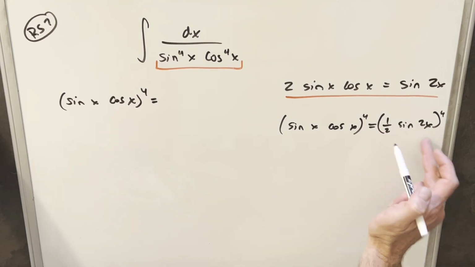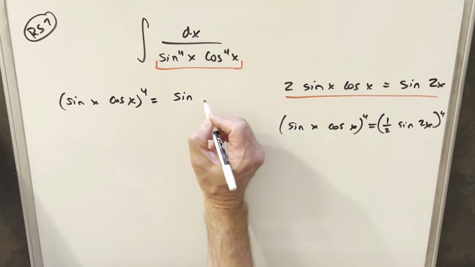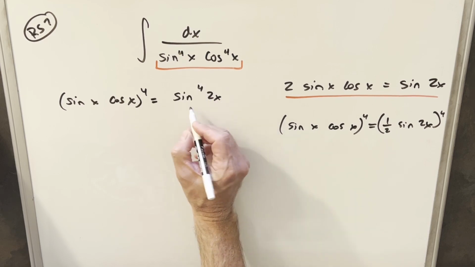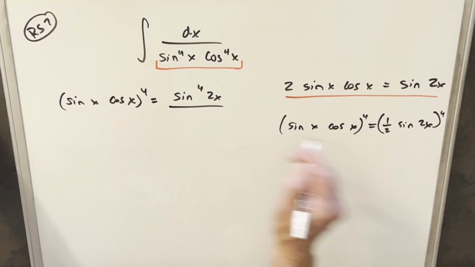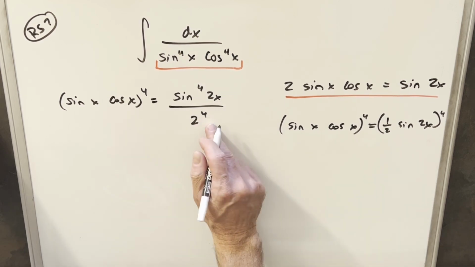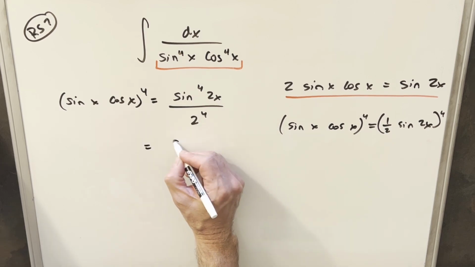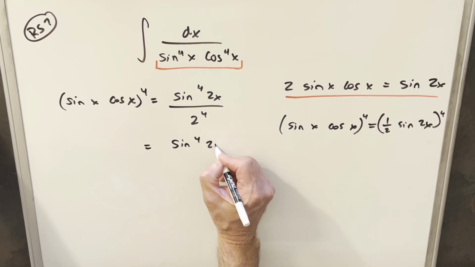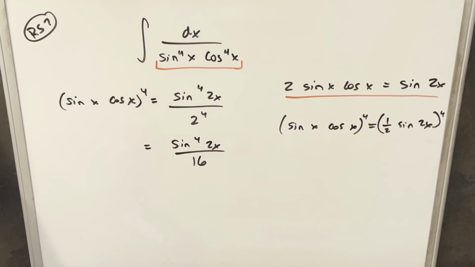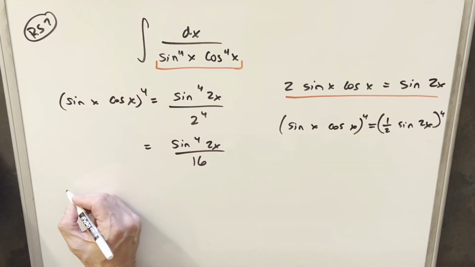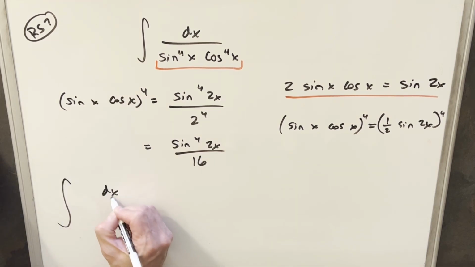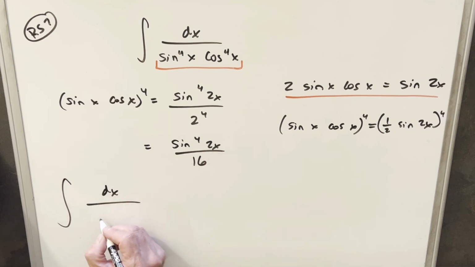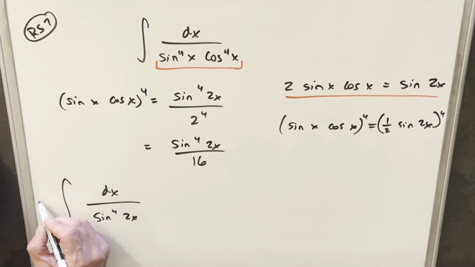So using this raised to the fourth, we can write this as sine 2x to the fourth. Then we can write a 2 in the denominator raised to the fourth. So this is going to be the same thing as sine to the fourth 2x over 16. Now using this, if I just rewrite my integral, in the denominator we'll write sine to the fourth 2x. But instead of putting the 16 here, I'm going to flip it to the numerator and bring it out front. So we're going to have 16 out front.